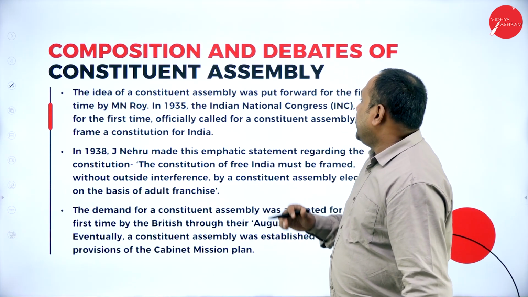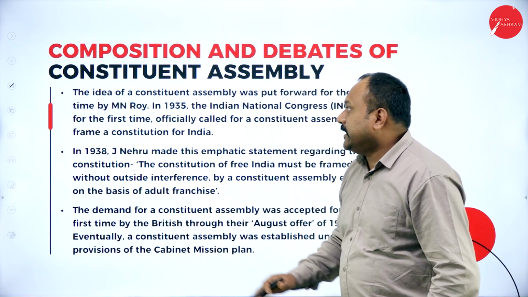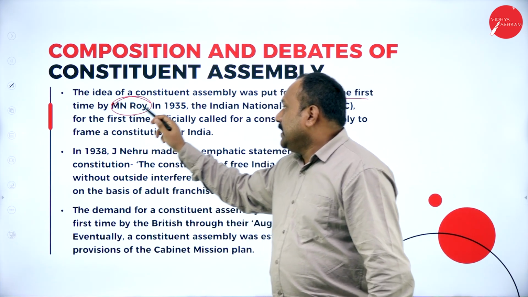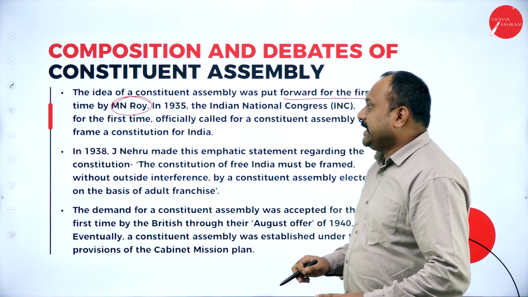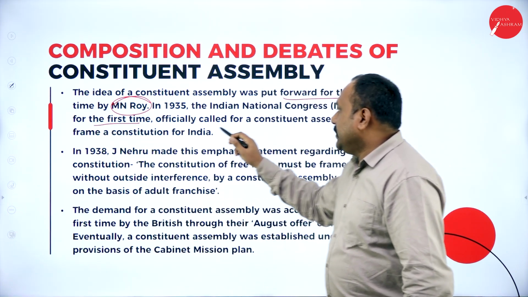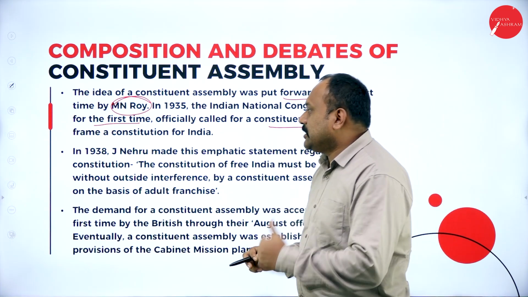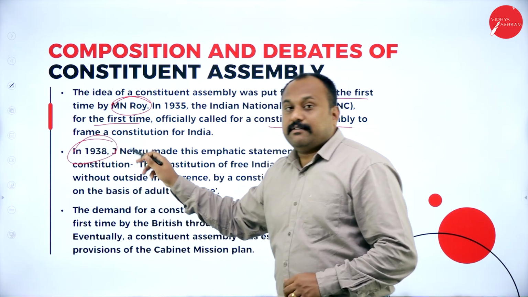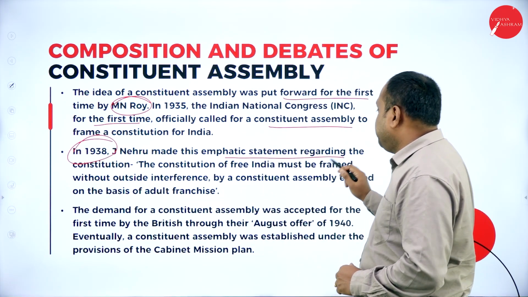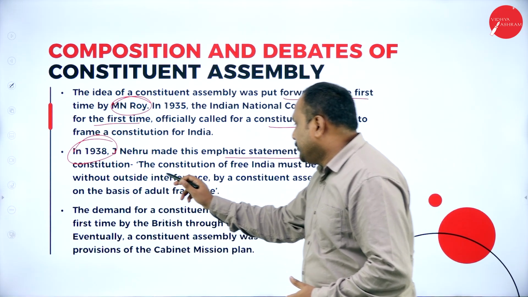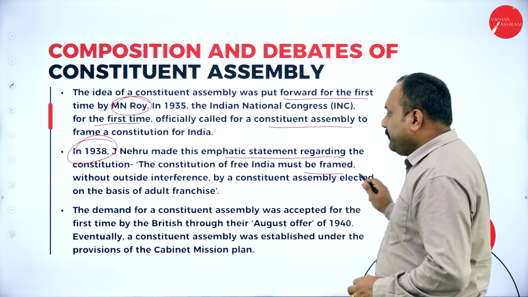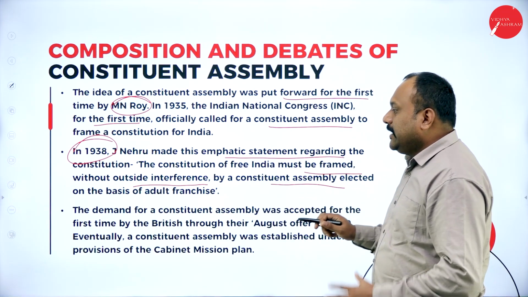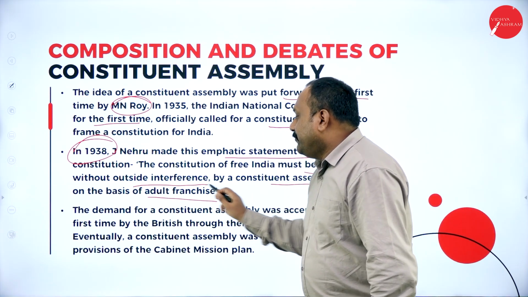Next is composition and debate of the Constituent Assembly. Now here, the idea of a Constituent Assembly was put forward for the first time by M.N. Roy. In 1935, the Indian National Congress for the first time officially called for a Constituent Assembly to frame a constitution for India. In 1938, Jawaharlal Nehru made this emphatic statement regarding the constitution: the constitution of free India must be framed without outside interference by a constituent assembly elected on the basis of adult franchise.